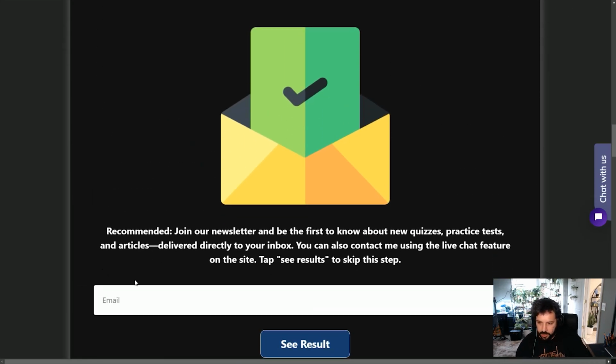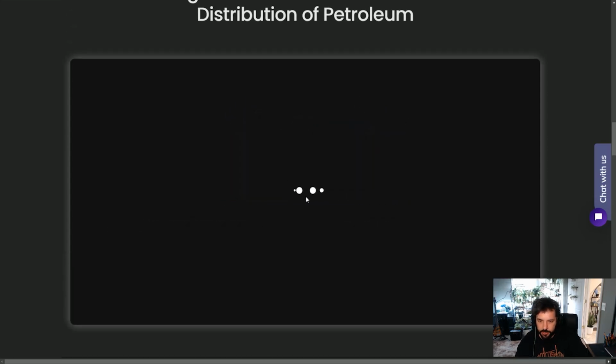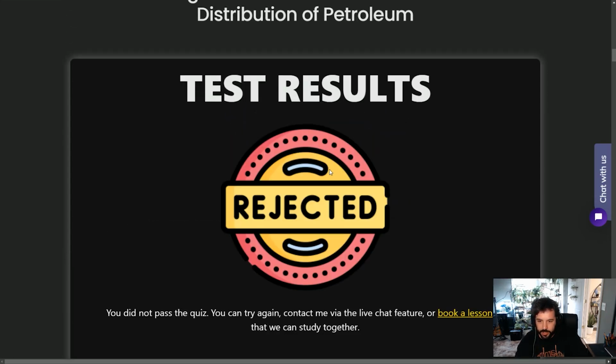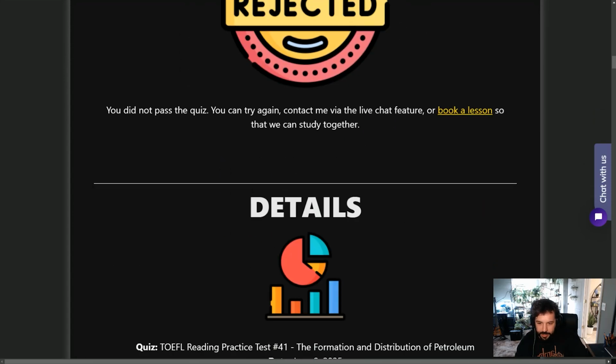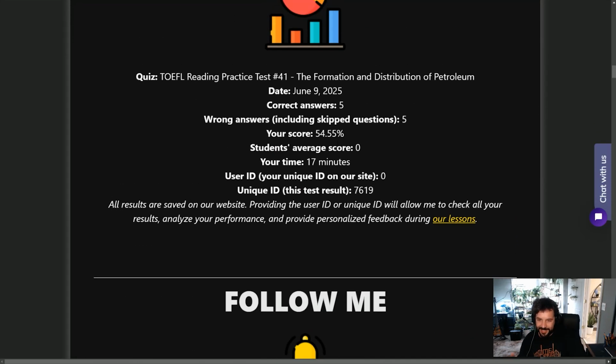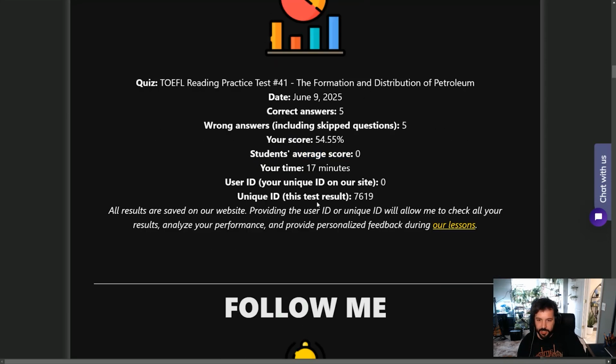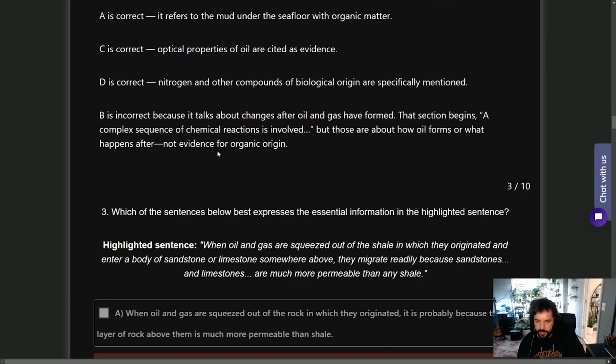At the end, you can actually give your email address and it sends you the results. You can also just tap see results. It thinks for a while and says rejected. How many did I not answer this time? I actually skipped some of the answers the second time I refreshed, but it tells you the number of correct answers, and then it shows you exactly which ones you answered correctly, and so on.